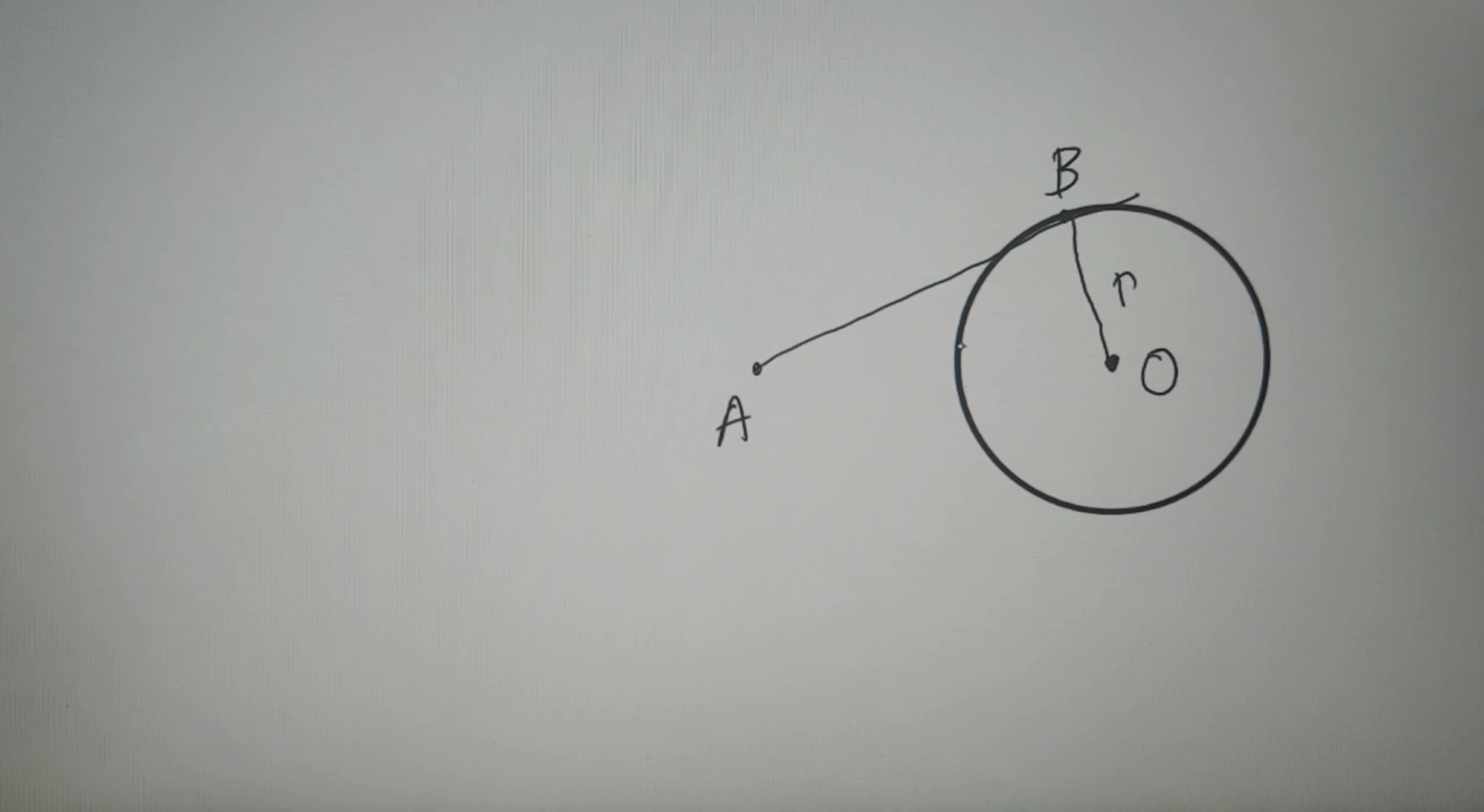So according to the third property of tangent, it says that the radius and the tangent are perpendicular to each other. So the angle B over here becomes 90 degrees. Now this property is also very useful for solving questions. So you should remember that the tangent and the radius will always make an angle of 90 degrees.